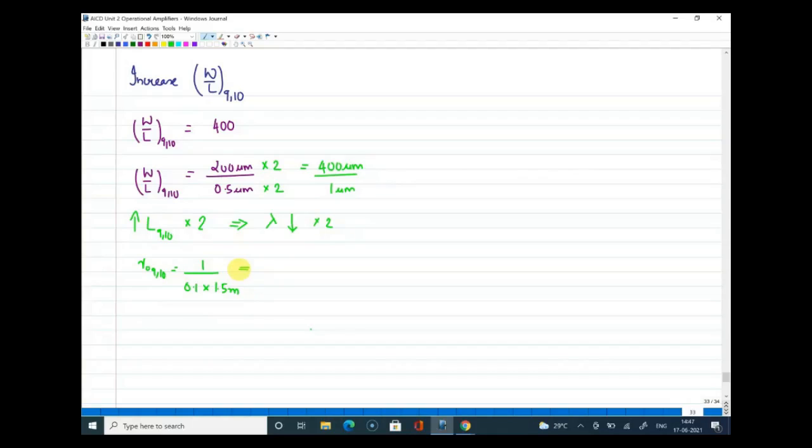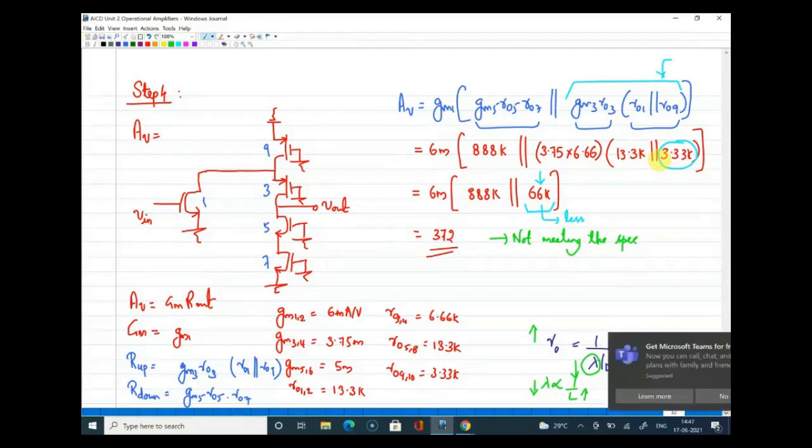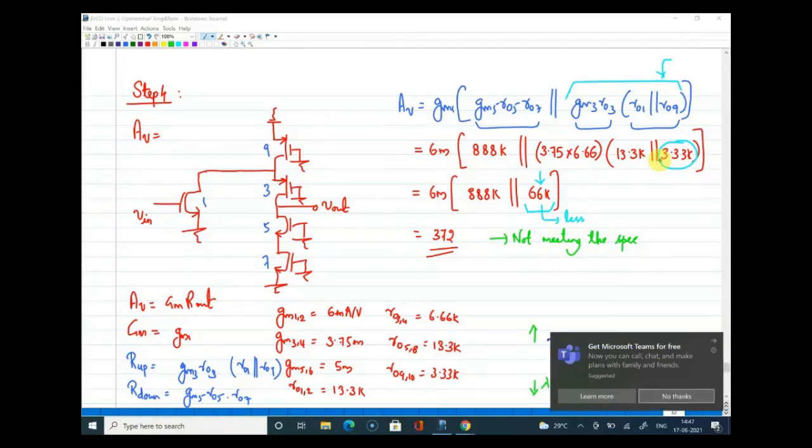Are you guys listening? Can I get some response? Yes, it is 6.66K. That is the value. Now let me check. The value I had was 3.33. Now it is 6.66 parallel to 13.3. We can expect a slight increase in that, but I don't think it will affect much. That is the only thing we need.